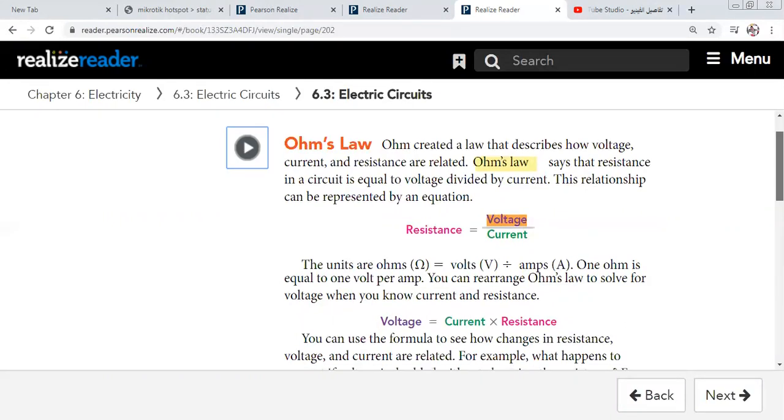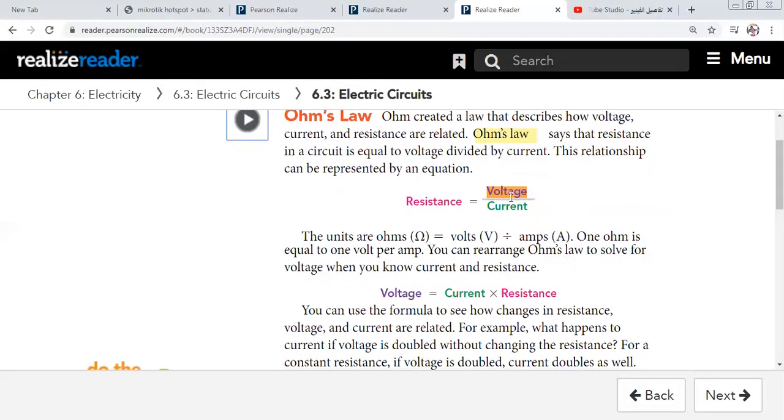The unit of voltage is V, volt, and the unit of current is amp or ampere. The unit of resistance is ohm. 1 ohm equals 1 volt divided by amp or ampere.